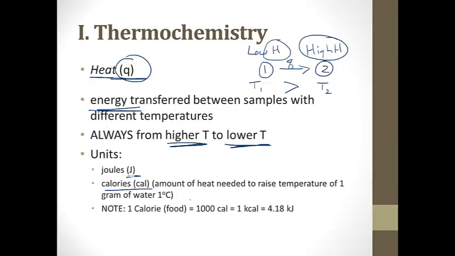Okay, now watch out for food calories. Okay, food calories are a kilocalorie. It's 1,000 of these calories. Okay, and that's going to be equal to 4.18 joules. Okay, remember 1 calorie is equal to 4.18 joules. There's your equality. If you got 1,000 of them, you need 1,000 of those, and the equality will still work.